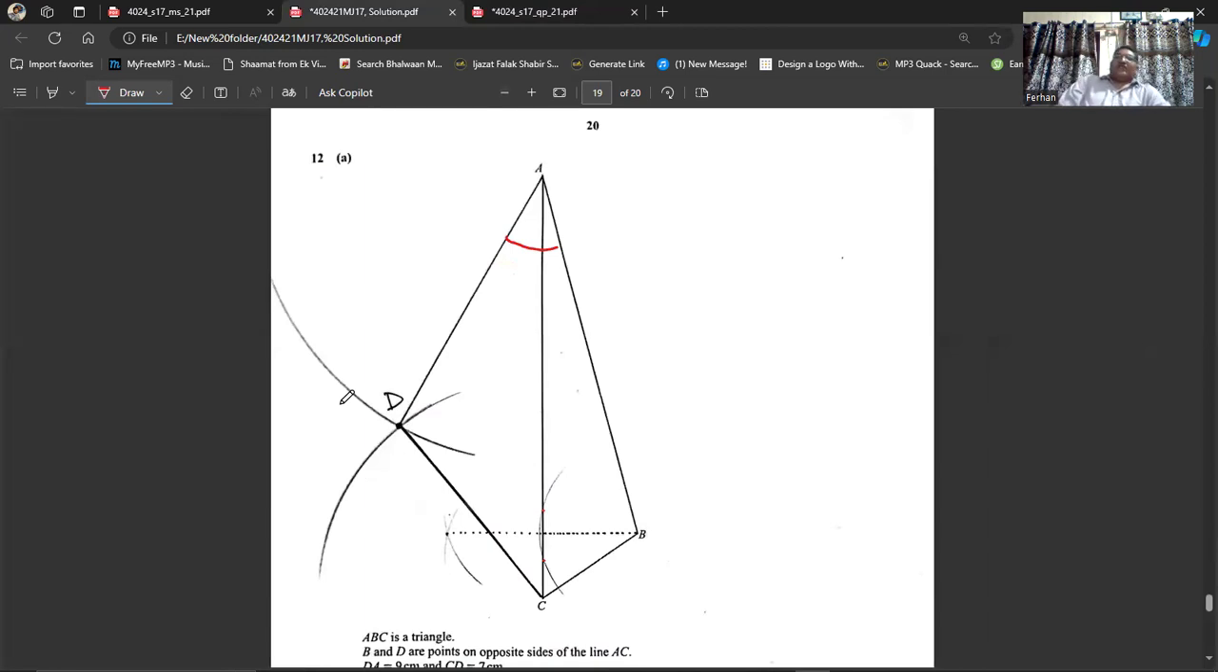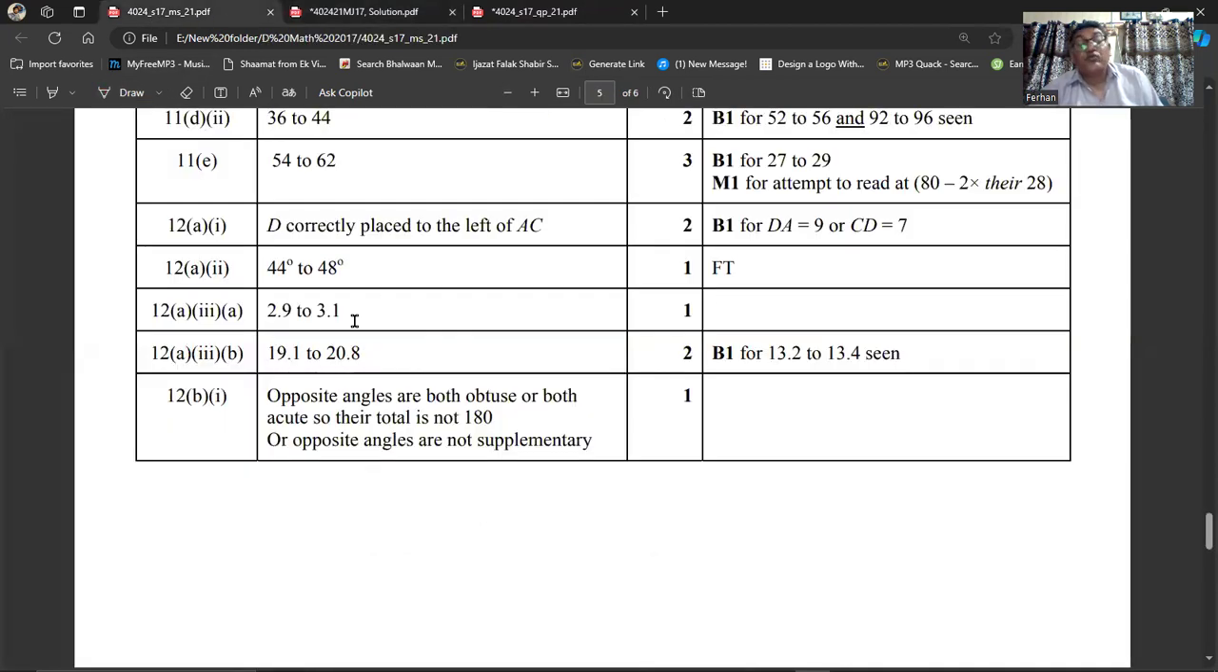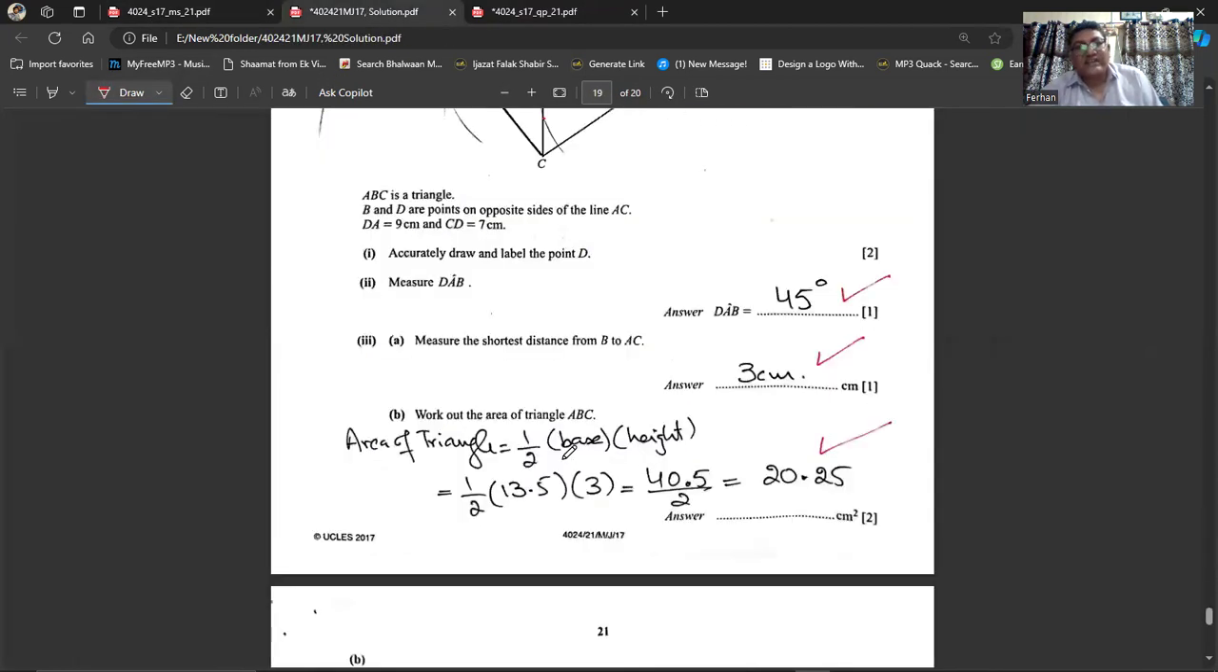You can measure this with the help of a set square also. This is the perpendicular distance between B and AC. B is the point, AC is the line. That is 3 centimeter. I have measured it. It says it's from 2.9 to 3.1. So our answer is right.